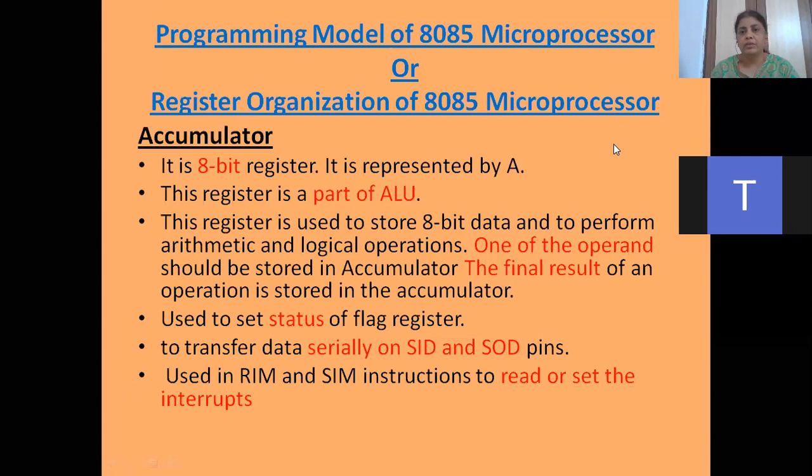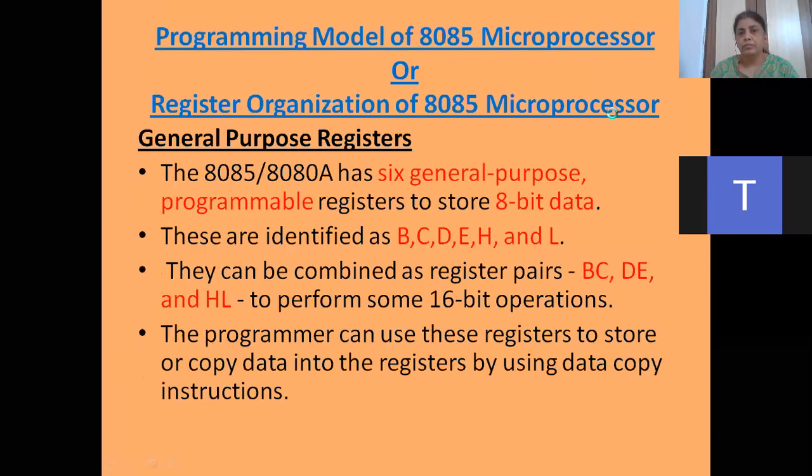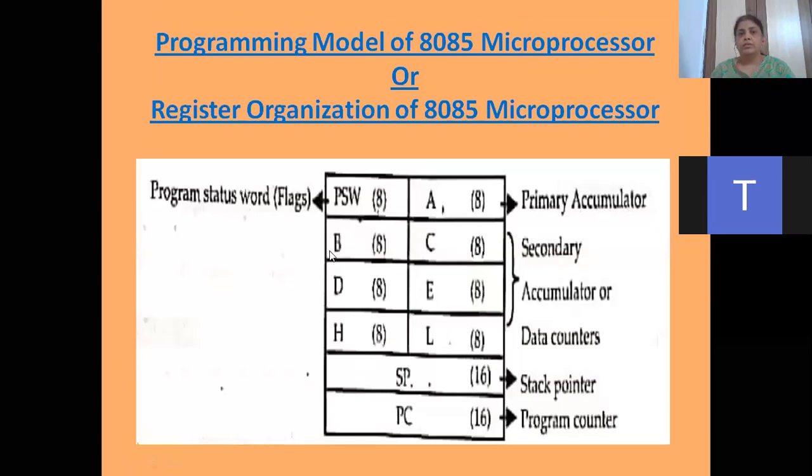Otherwise, I'll start with the flag register. So now this is clear to you. We have 6 registers: B, C, D, E, H, L. Why do we need these registers? A register, as its name says, is to store data. And why is it called programmable? Because these registers you can use in your programming. When you write an assembly language program, to store data you need these registers. You can't declare your own variables.